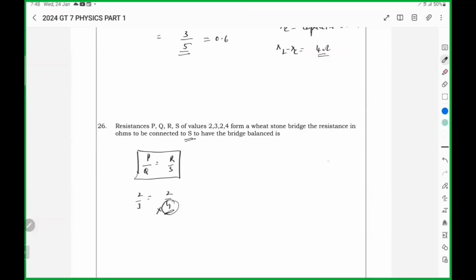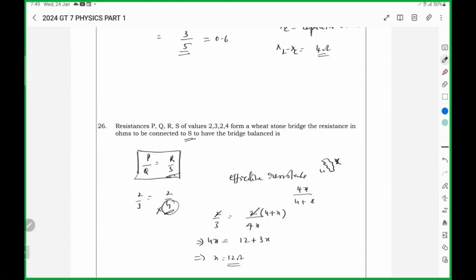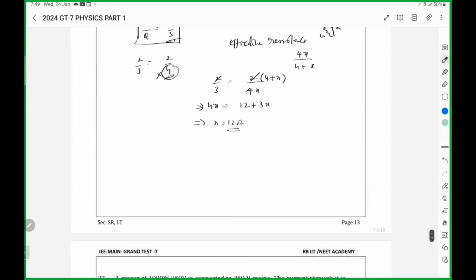So I am connecting a resistance, some X, in parallel to the 4 ohms. So the effective resistance will be 4x by 4 plus x. So 2 by 3 is 2 by 4x by 4 plus x, which gives 12 plus 3x. That is, 12 ohms must be connected in parallel to S to balance the Wheatstone bridge.